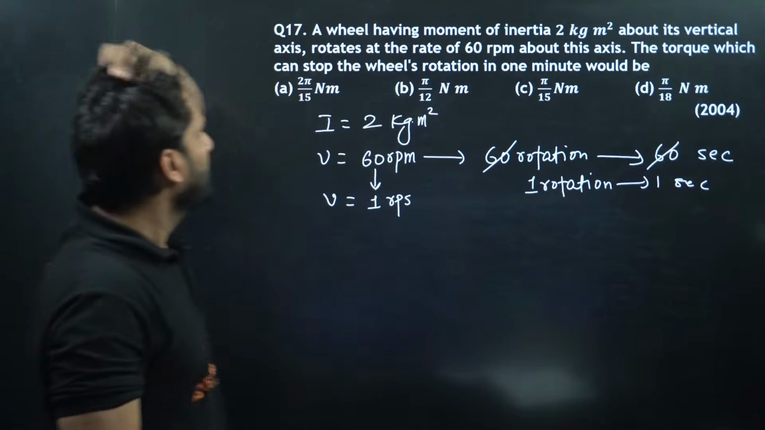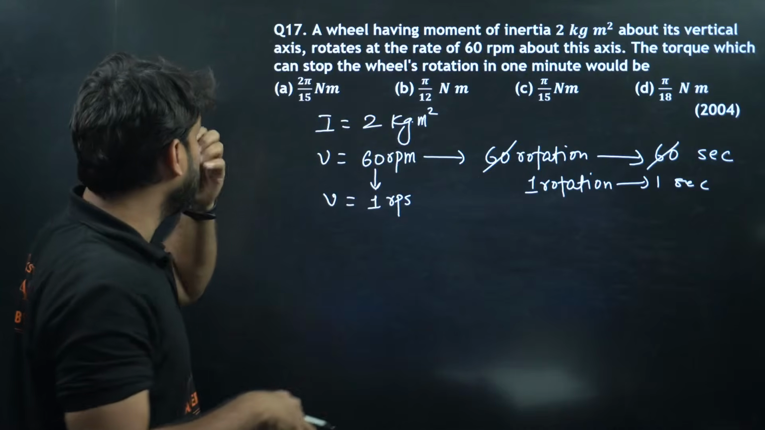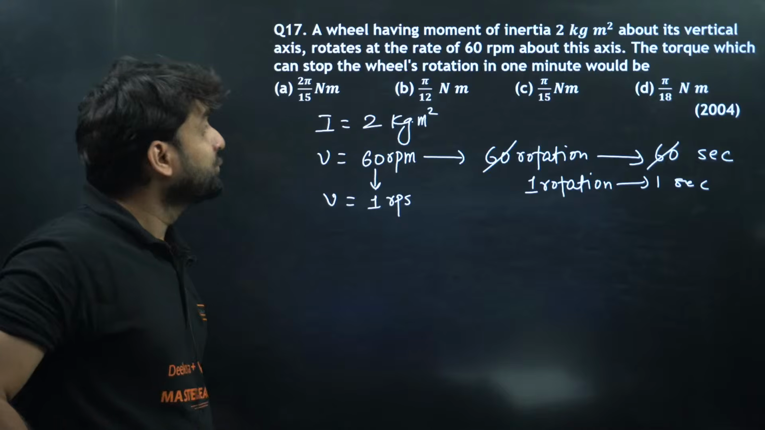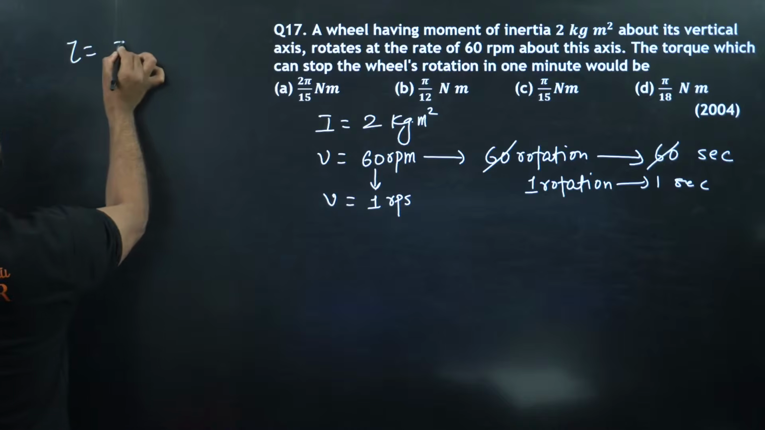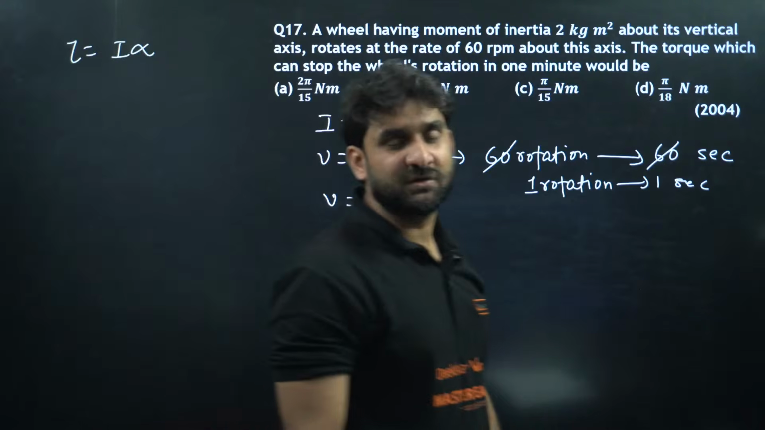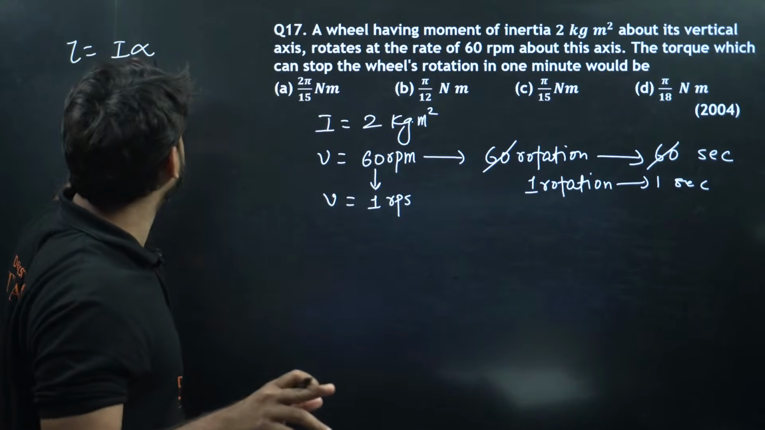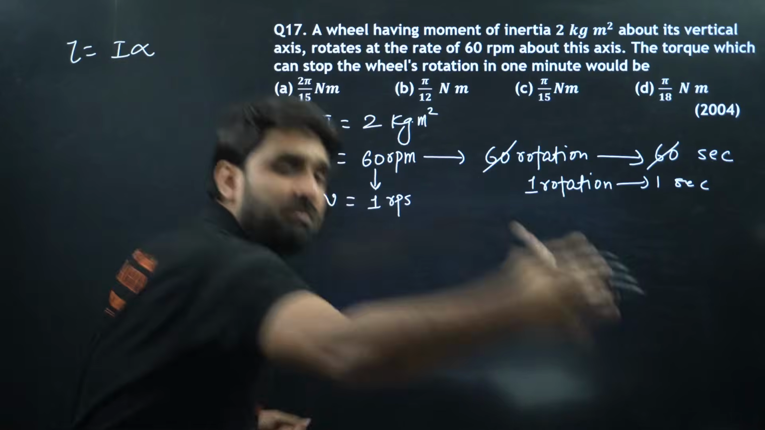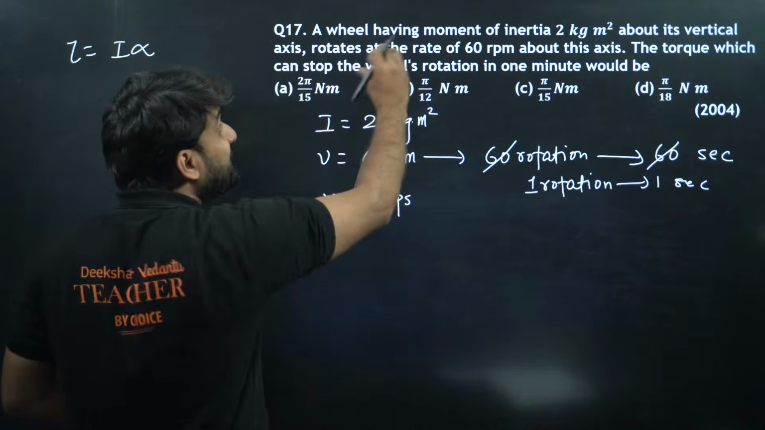Now the question: the torque which can stop the wheel rotation in 1 minute. Oh my god, what a question. So we have to find out the torque. Do you know the formula of torque is equal to I alpha, right? We don't know alpha. First we have to find out the alpha, the angular acceleration, when the wheel will be stopping. So we have a very important formula. You know, we are stopping the wheel.